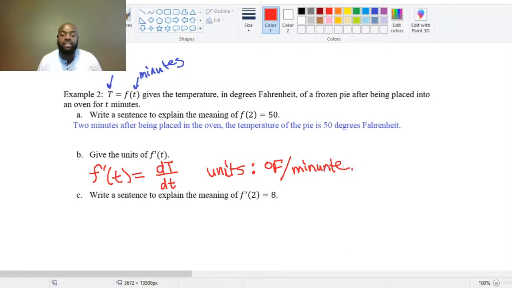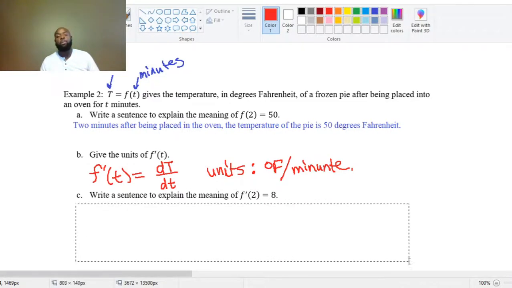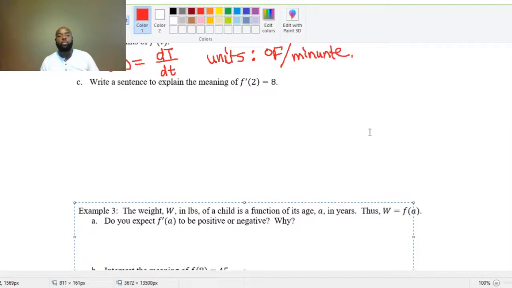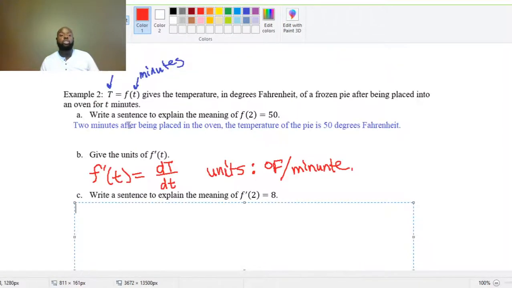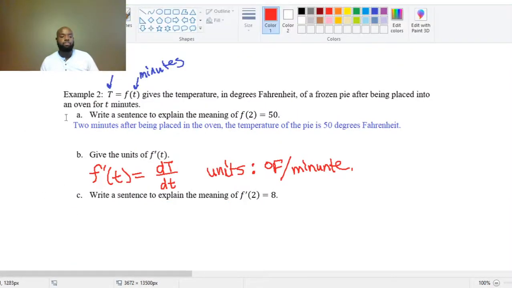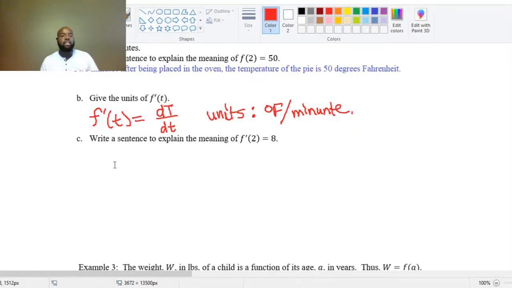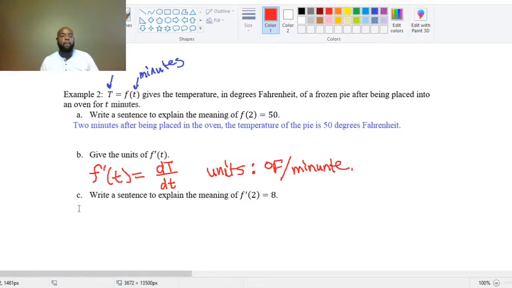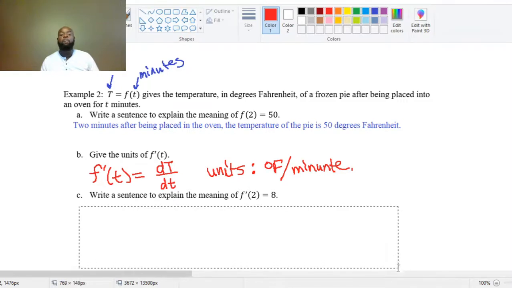And so with that being said, let's go ahead and continue, and let's go to part C, where we will write a sentence to explain the meaning of f prime of 2 equals 8. So again, this is looking at the derivative, right? There are multiple ways in which we can interpret the derivative. The way I'm going to interpret the derivative here is, I'm going to do it both ways, right?